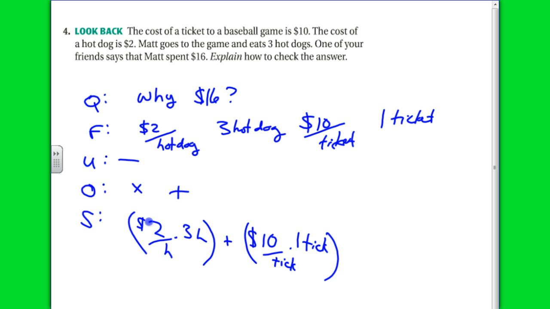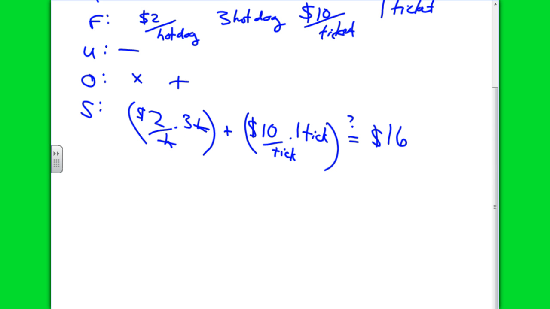And then I have equals what? 16. We actually have that given. I'm going to put a question mark there because the whole goal was to check, is this true? So the question mark tells me that's what we're checking. Is this true? Okay. When we multiply, in the first expression she gave us, the hot dogs cancel, and we end up with dollars, don't we? How many dollars are there? $6. And when we multiply here, the tickets disappear, and we end up with dollars again, and we get how many dollars? 10. And so is it true that $6 plus $10 equals $16? Yes, we have checked it, and it is true.